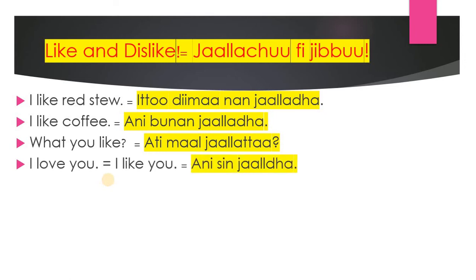I love you and I like you are the same in Oromo: sin jalladha. Sin jalladha is the same as I like you and I love you as well. It is the context, or the person you talk to, that defines it. Sin jalladha: love you, like you. In short, we can say sin jalladha. That's enough, that's sufficient.